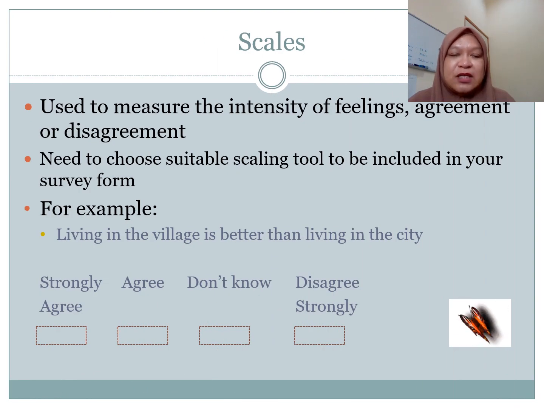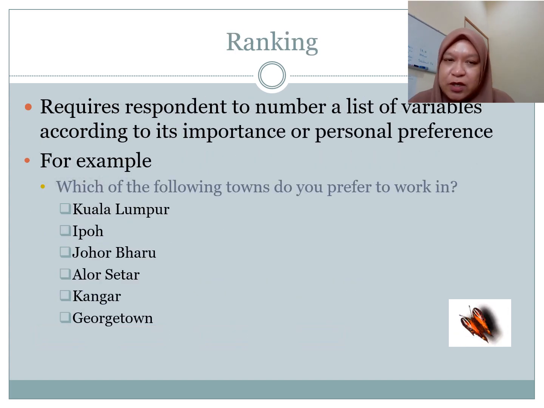Scales are used to measure the intensity of feelings, agreement or disagreement. You can use the 5-point Likert scale: strongly agree, agree, neutral, disagree, or strongly disagree. Like when you answer for your SUFO or for any questionnaire. Usually we will use the 5-point Likert scale here. So the respondent will tick.